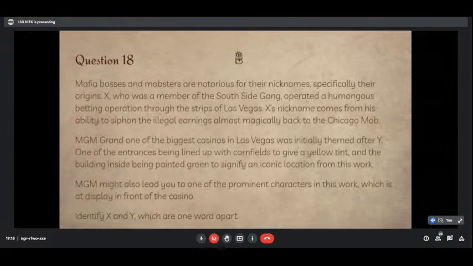So a nickname of a mafia boss that alludes to the fact that he was in the betting business, and MGM, which is one of the biggest casinos in Las Vegas, also draws inspiration from the same work which gave X his nickname. So the work and X differ by one word. Question 19.